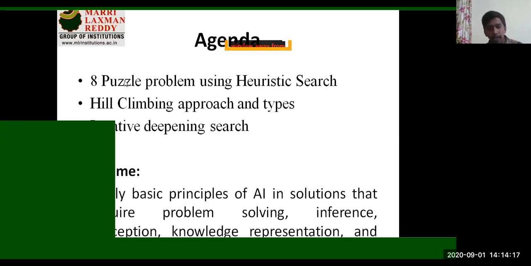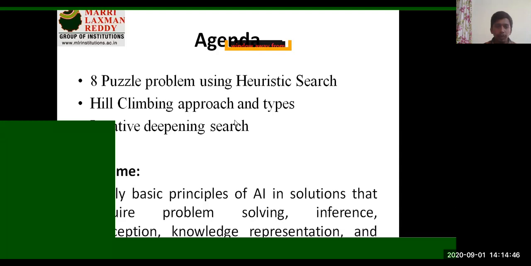The same problem can be solved using n number of ways. The 8 puzzle problem, the 9 grid I have shown in the previous sessions, can be solved using both approaches, heuristic and non-heuristic approaches. Today I'll be explaining how this puzzle can be solved using heuristic and non-heuristic approaches, and upon completion of that we'll be discussing one important heuristic approach called the hill climbing algorithm, and also different types of hill climbing approaches.